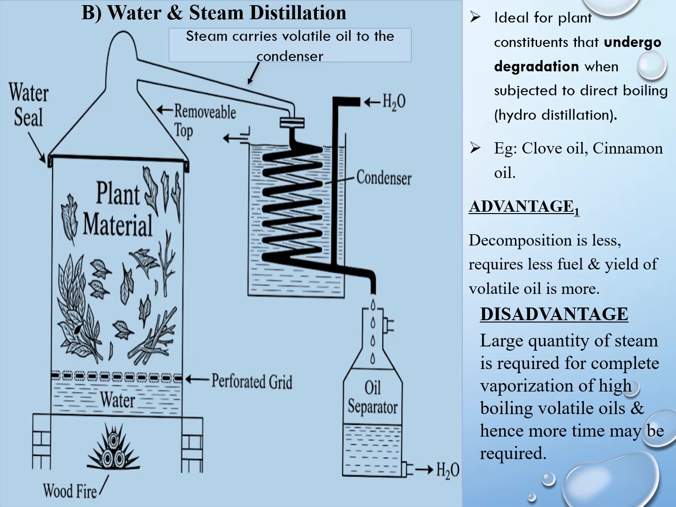And coming to the disadvantages, in case of high boiling volatile oils, for complete vaporization, we require a large quantity of steam, and hence the time may be more. So there are two major disadvantages. One, a large quantity of steam may be required. Second, it may require more time when compared to hydrodistillation.